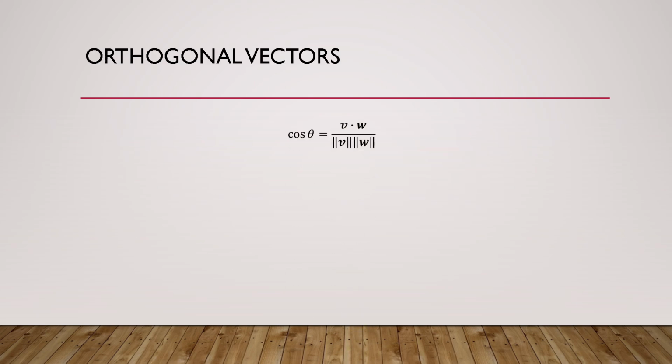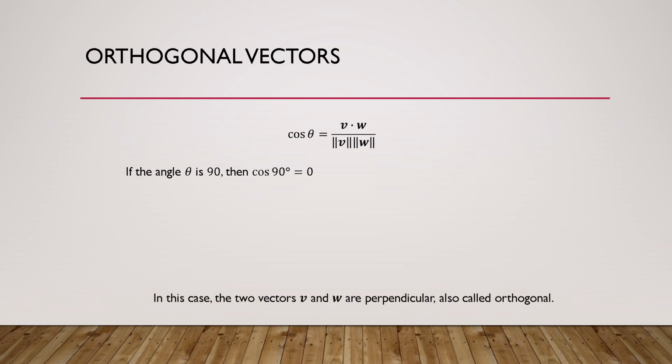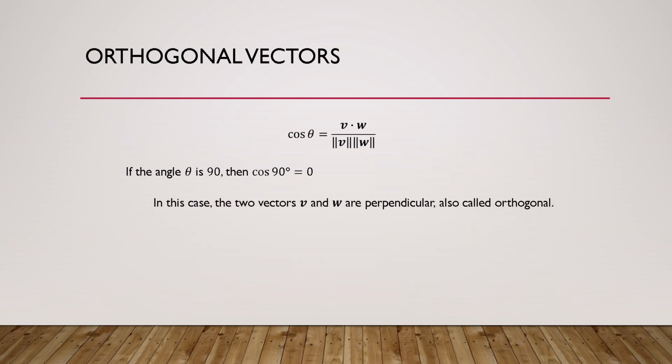Let's start with the same formula. Cosine theta equals the dot product of v times w over the magnitude of v times the magnitude of w. If these two vectors are perpendicular, then the angle theta is 90 degrees, and cosine 90 degrees is equal to 0. In this case, the two vectors v and w are perpendicular, also called orthogonal. The following theorem states that two non-zero vectors v and w are orthogonal if and only if the dot product v times w equals 0.